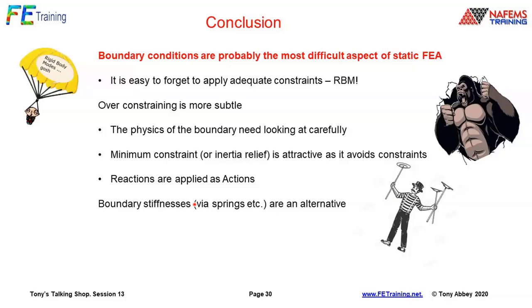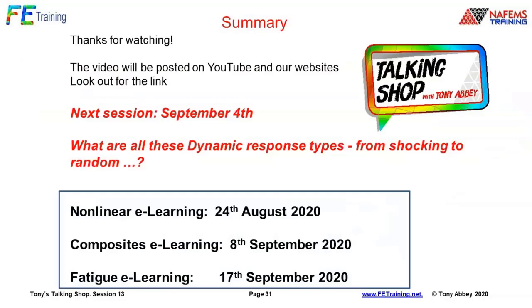So boundary conditions are tricky. Here's some discussion about over-constraining, under-constraining, and then this minimum constraint method, the plate balancing method, is a useful alternative. So that's kind of my thesis this week. I'd be very interested to see what the reactions to that are. And at this point, I'm going to hand over to David to tell us about what's happening next. And thanks everybody for watching.